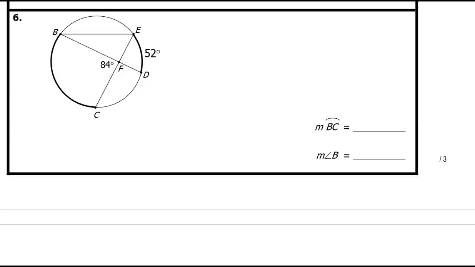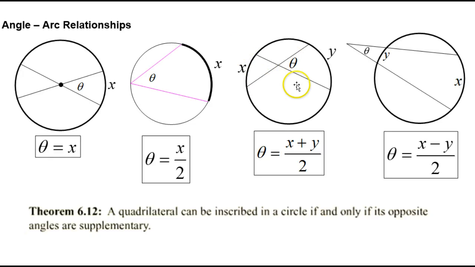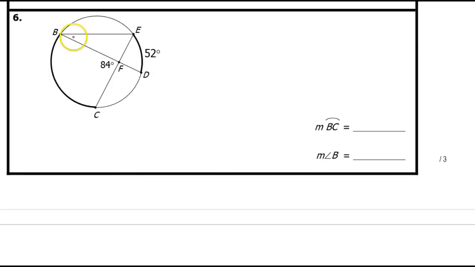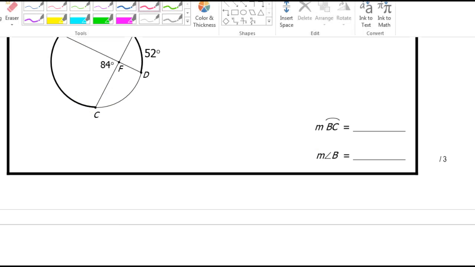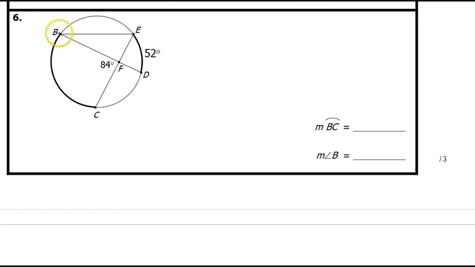Alright, number 6 is a little bit different. We're in this situation right here, when you have the vertex inside the circle, not at the center though, then the angle is equal to arc plus arc divided by 2. So that's the situation that we're in. So we've got the angle, which is right here.